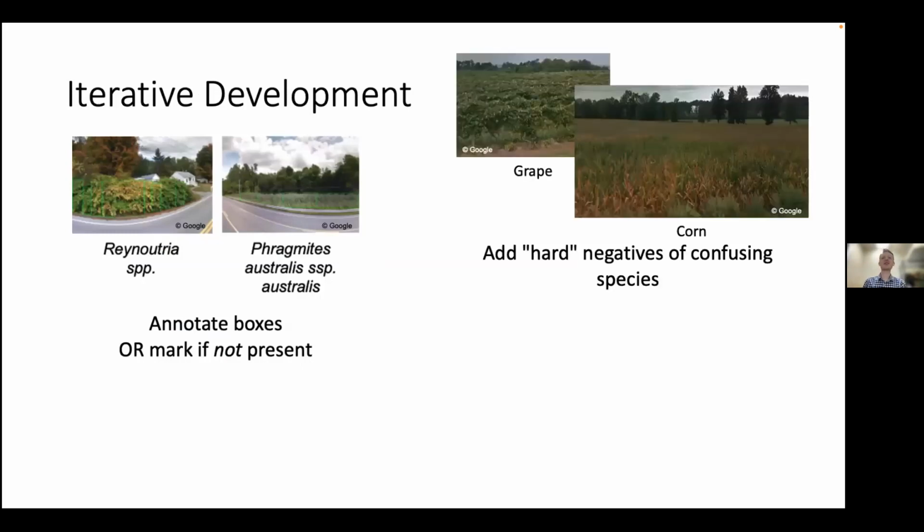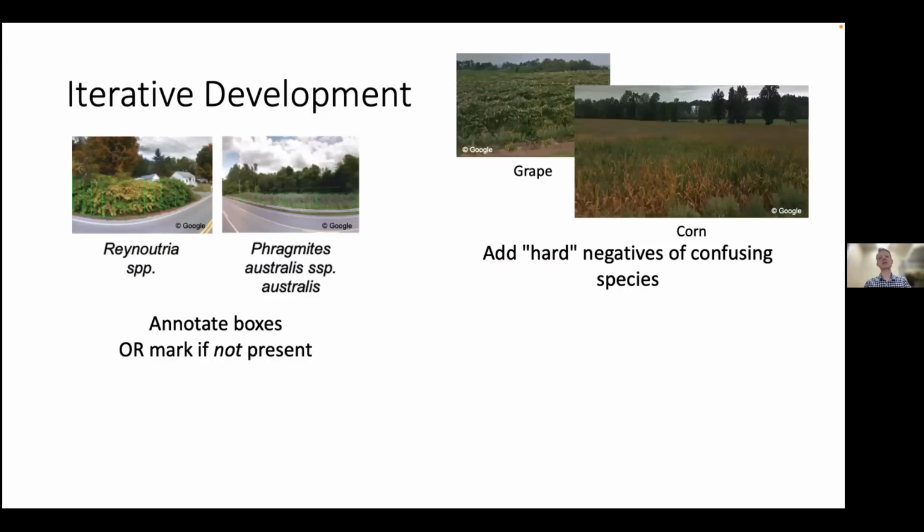One of the funniest was that earlier versions of the model were flagging a bunch of vineyards across the state and all the cornfields as knotweed and Phragmites, respectively. So we put in work to add hard negatives of those confusing species, to give the computer hard examples of what it should not be looking for.